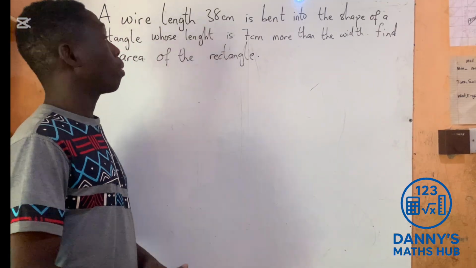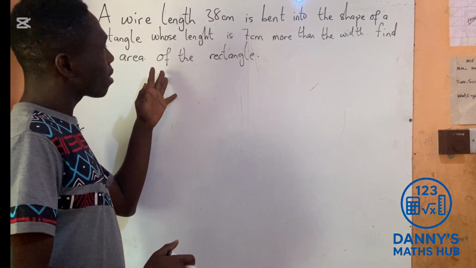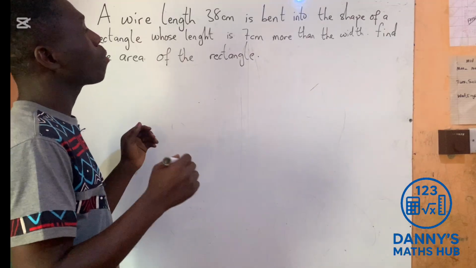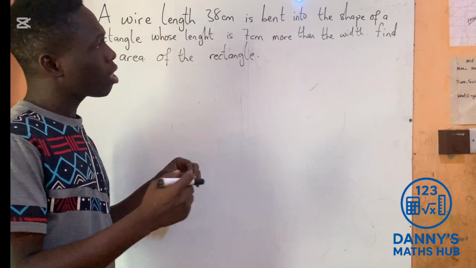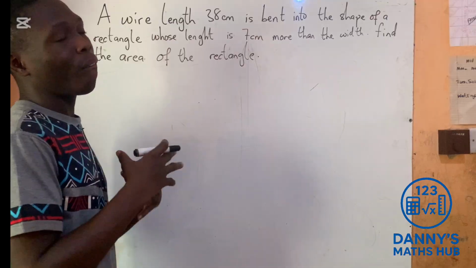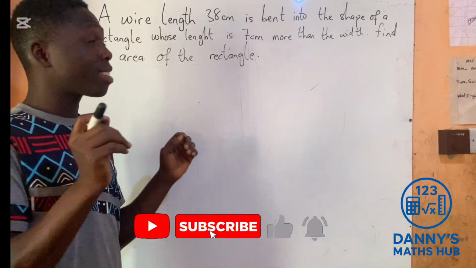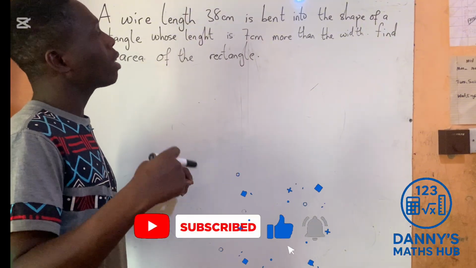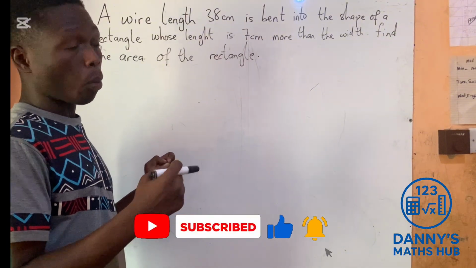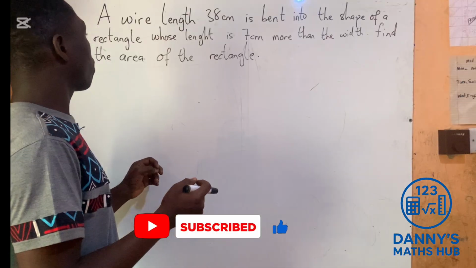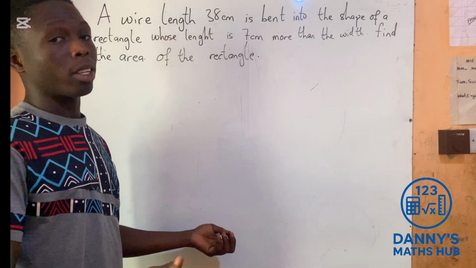Let's look at the question on the board. A wire of length 38 centimeters is bent into the shape of a rectangle whose length is 7 centimeters more than the width. Find the area of the rectangle.